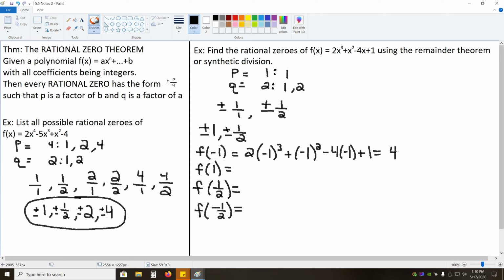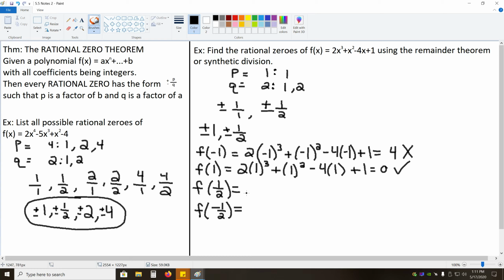4 is obviously not equal to 0, so negative 1 is not a rational 0. Now we do the same thing with positive 1. 2 times 1 cubed plus 1 squared minus 4 times 1 plus 1. When we plug in 1 into our function, we get 0. We have found a rational 0. So we're going to put a check mark here to say we need to make a note that x equals 1 is a rational 0 of this function.